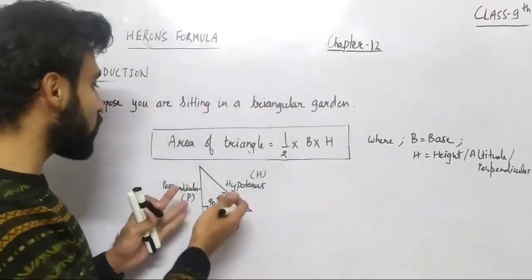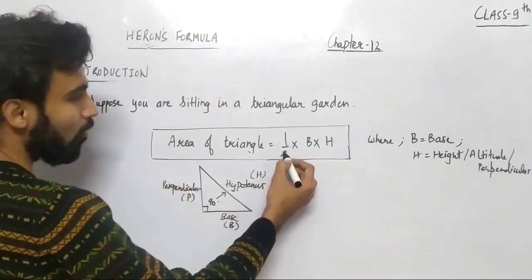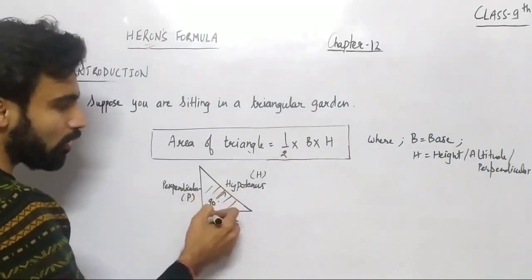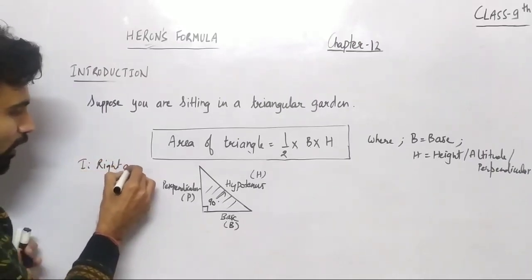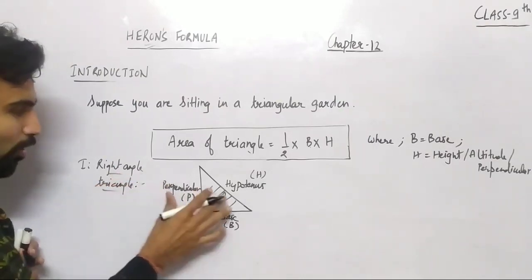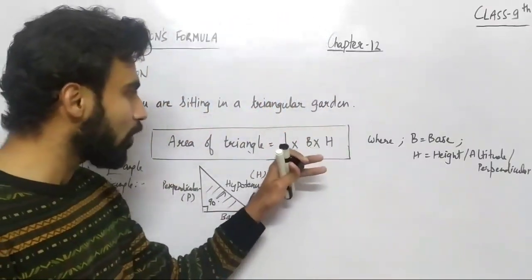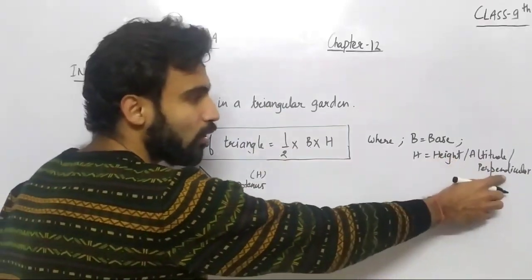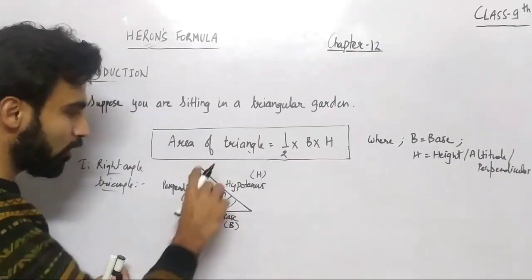So now let me just talk about the area of this triangle, right? As I told you, using the formula half into base into height, I am going to discuss the area of the right angle triangle first, right? So the formula is half into base, you can see the base here, and the height. Height is also known as, you can see, perpendicular. So don't get confused, this is actually the height, right? So this is the height.